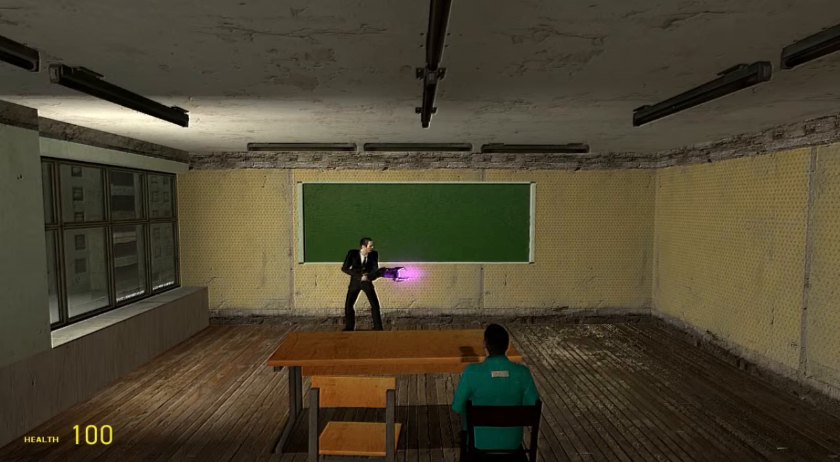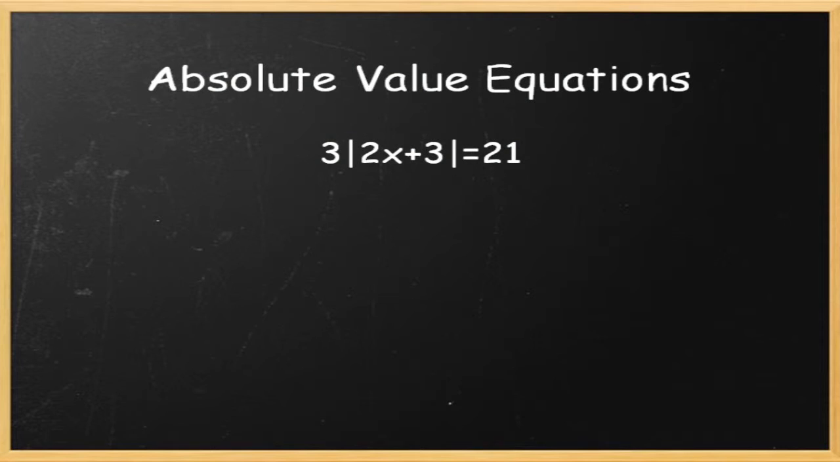Absolute value inequalities and absolute value equations. Absolute value equations are up next. Now, to do an absolute value equation, these are pretty hard to do. Absolute value is the distance from 0. So there's almost always 2 answers for an absolute value equation.